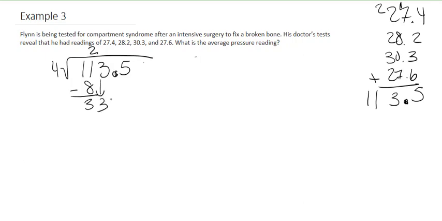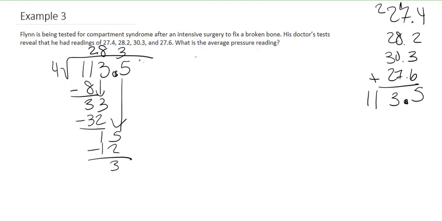Now we carry down the 3. So 4 goes into 33 8 times. So 4 times 8 is 32. So we have 1. Now we bring down the 5. 4 goes into 15 3 times. Because 4 times 3 is 12. So we have 15 minus 12, which is 3.